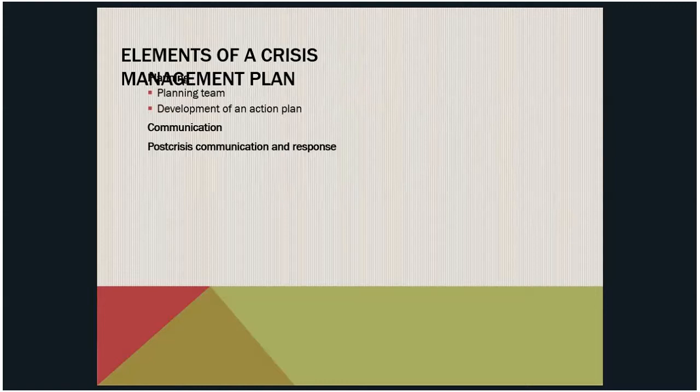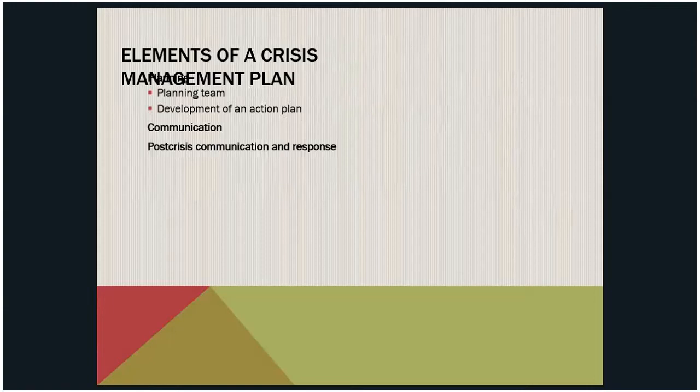Just because you're moving into an entry-level position doesn't mean that you're not going to be confronted with this type of information or these types of scenarios, because it could happen quite frequently just because you're the one there. We need to plan for it. We need to develop an action plan. We need to look at communication.